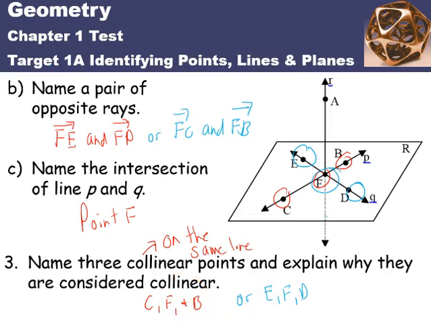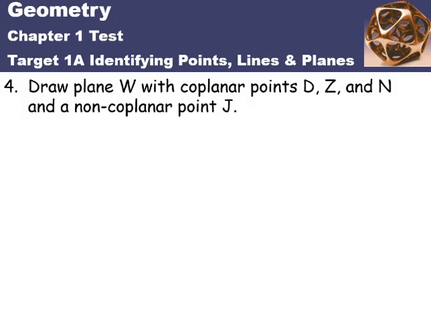Okay, and number 4, I have to do a drawing problem, so I have to draw this. So I have to draw a plane W. So a plane is usually a rectangle, or instead of a rectangle, we actually draw a parallelogram, so a bit of a tilted rectangle. And this is plane W, so I put a capital W there and no point. Now I need coplanar. Coplanar means on the same plane.